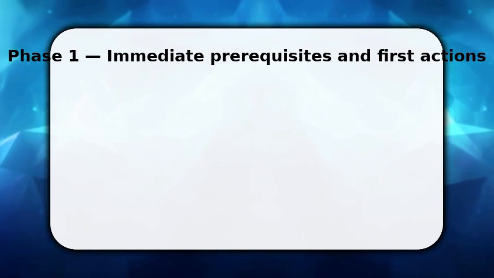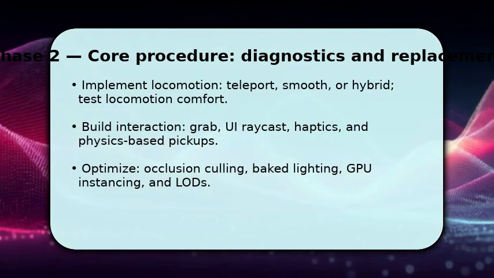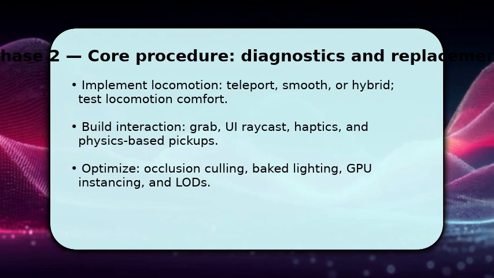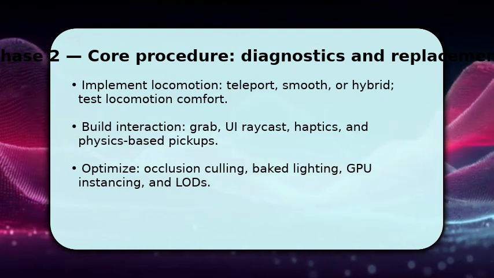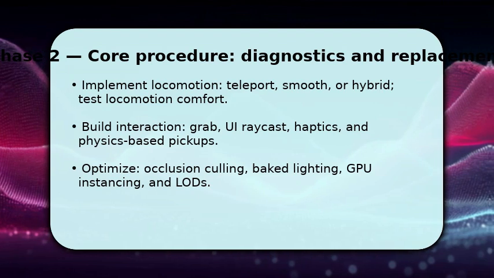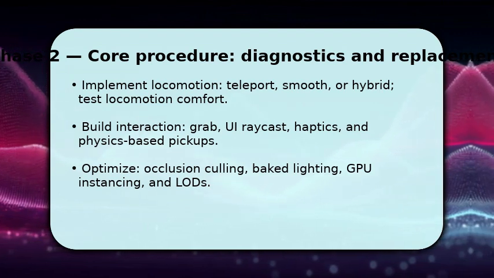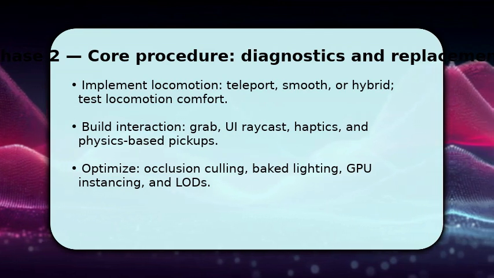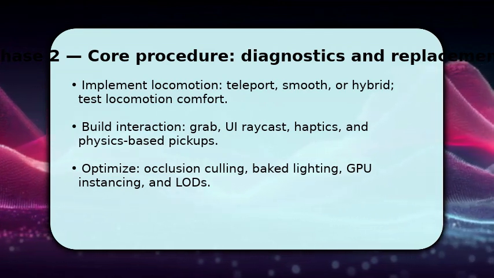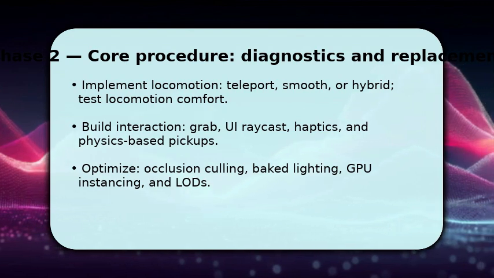You now build the game's core systems. Start with locomotion, implement teleport and one smooth option, then test for motion sickness, adjust acceleration and damping. Next, author interaction, hand presence, precise grab mechanics, UI raycasting, and haptics for feedback. Use physics for believable object behavior.